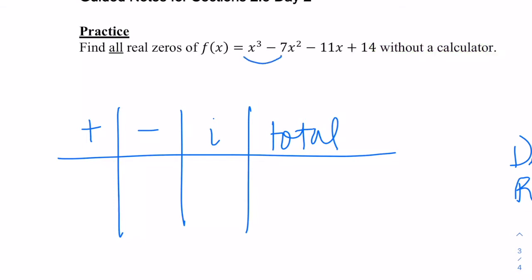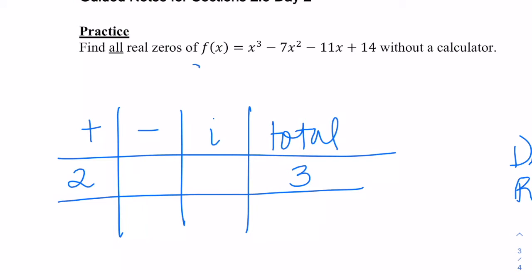When I look at the number of variations in the sign, well, we have 1 right here, and then this is negative to negative, and then -11 to 14. So that's 2 positive real roots. Remember, this is a cubic, so we're going to have 3.